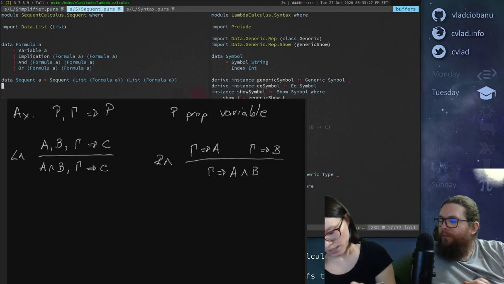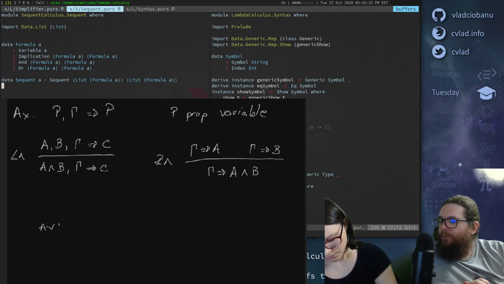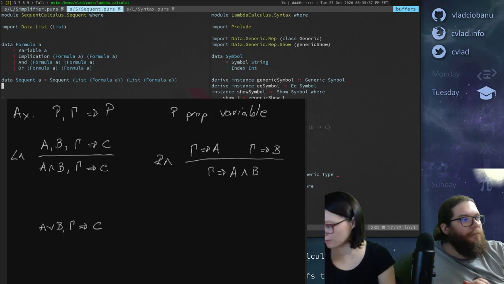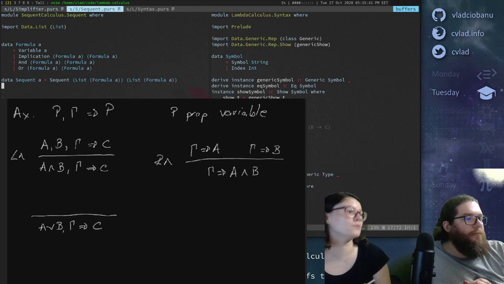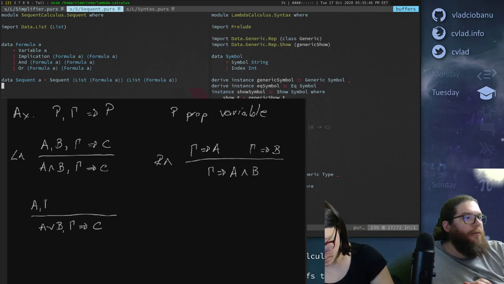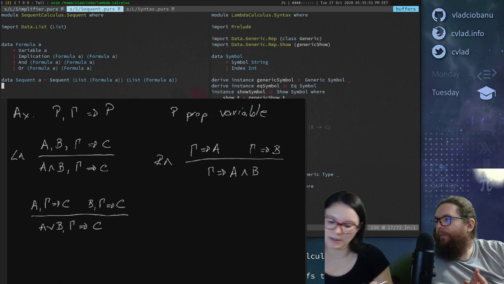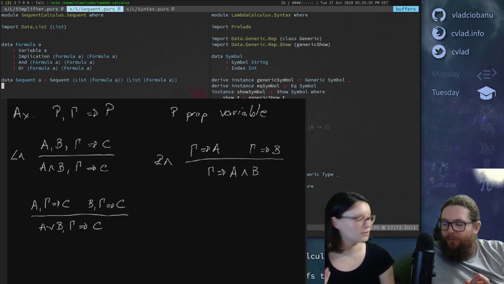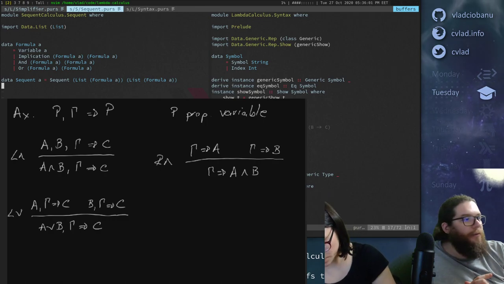Then let's look at disjunction. If we have a disjunction on the left, we want to have a split again because we don't know which one we have. So we want to be able to show A, gamma implies C and B, gamma implies C. We need to do both. This is left disjunction.